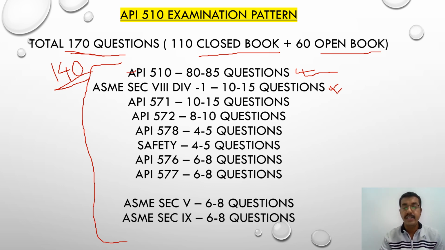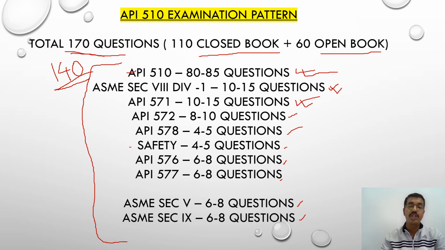571 damage mechanisms, 10 to 15 questions. It is a must for API 510. 572, 8 to 10 questions. 578, 4 to 5 questions. From general safety, usually they ask 4 to 5 questions. 576, 6 to 8, 577, 6 to 8 questions. ASME Section 5 and NDE is 6 to 8 questions, and from welder and brazer qualifications it is 6 to 8 questions. So this is the format.